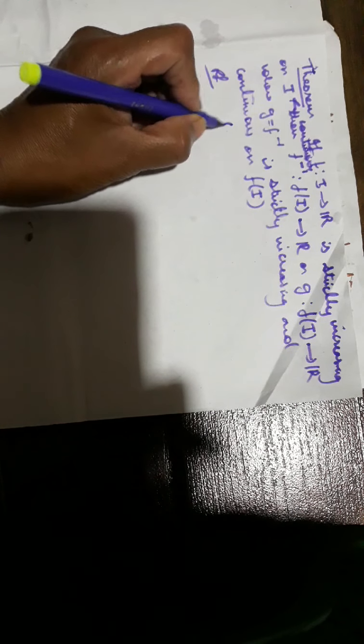Then what we need to show is that the inverse is again strictly increasing and continuous on f(I). So here we consider f is strictly increasing. Now, another condition is that since f is continuous, it implies that f(I) here is an interval.